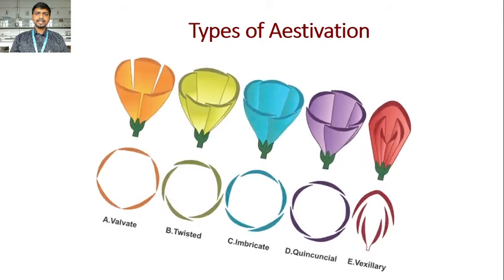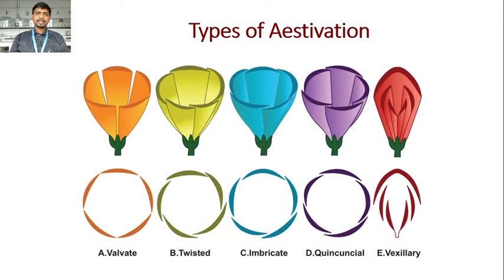Here we can see all these types of estivation. In this diagram we clearly see the valvate estivation, twisted estivation, imbricate, quincunxial and vexillary. What are the differences between these 6 types of estivation? These differences occur in the arrangement and the overlapping of the floral parts, such as calyx, corolla or perianth.